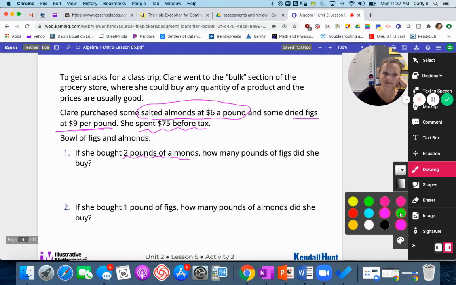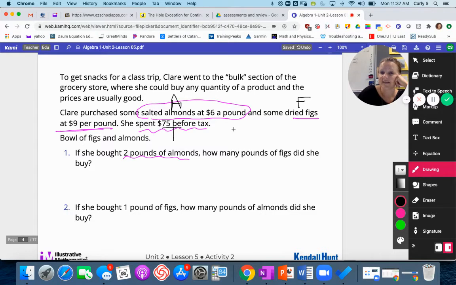What's our equation? Okay, we need an equation. So here, let's say these are almonds and these are figs, and that's how much she spent total. So $6 a pound for almonds plus $9 a pound for figs is the total amount, which here is $75. So she spent $75. If she bought 2 pounds of almonds, we don't know how many pounds of figs she bought, but we know she spent $75. We can figure it out. We can reason, we can use our algebra skills.